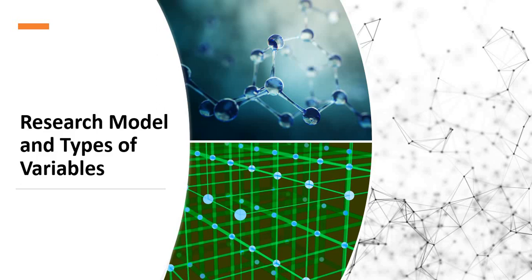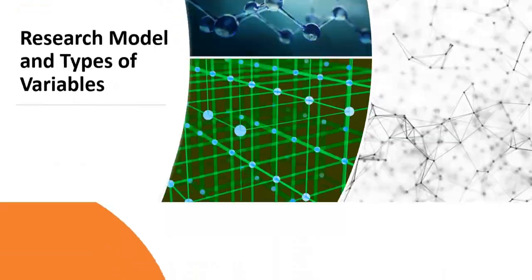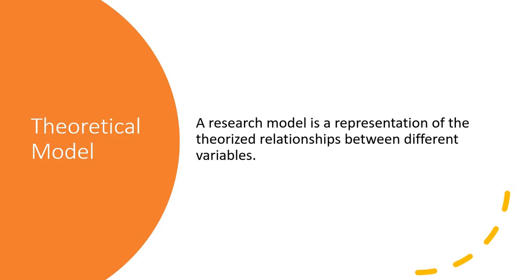Hello and welcome. In this video, I will briefly explain what a research model is and what the different types of variables within a research model are. So first, a research model is a representation of theorized relationships between different variables. Essentially, it is a representation of what you have theorized about the relationships between different variables.